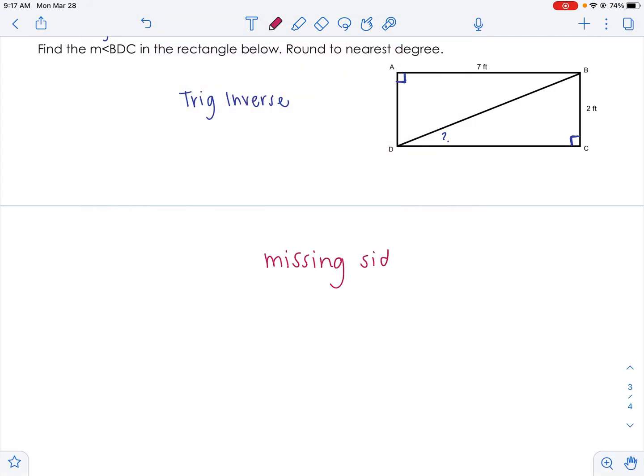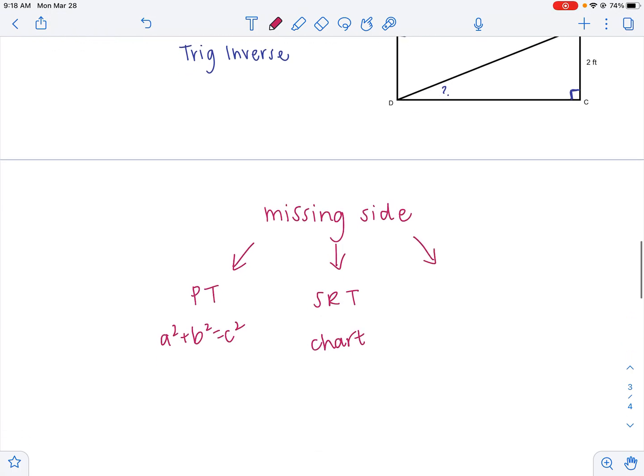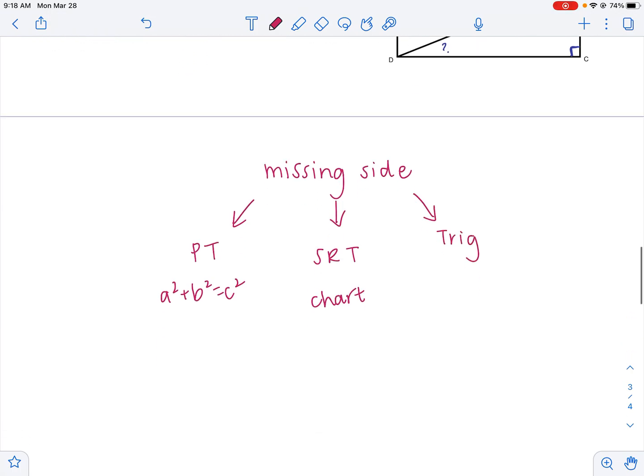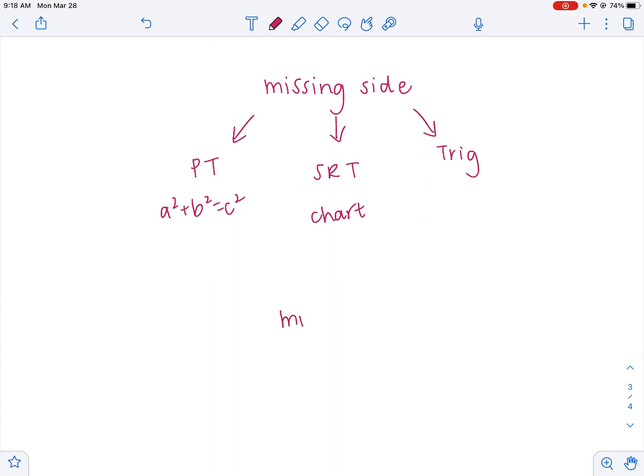So just thinking, if you're missing a side, you have three options. You can do Pythagorean Theorem. You can have a special right triangle, which is the chart. So it's a squared plus b squared equals c squared, Pythagorean Theorem. Special right triangles are those charts. Or it could be a trig problem.